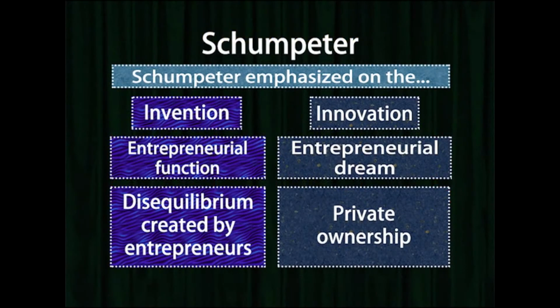According to Schumpeter, again, we see in this model that there is a difference between invention and innovation. Entrepreneurship is a function. It is an activity created by the entrepreneurs. It is a dream, and it is a private ownership designed by the entrepreneurs, which is beautifully shown in this model.